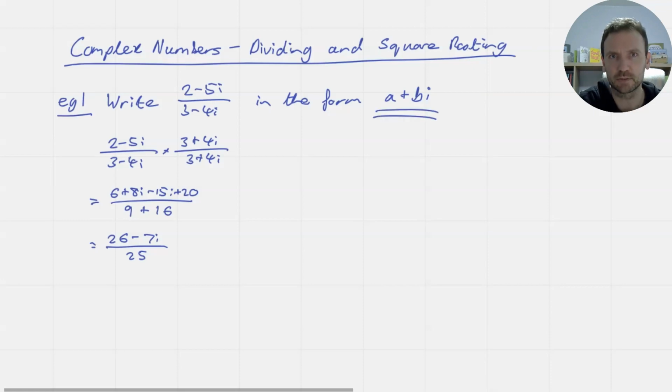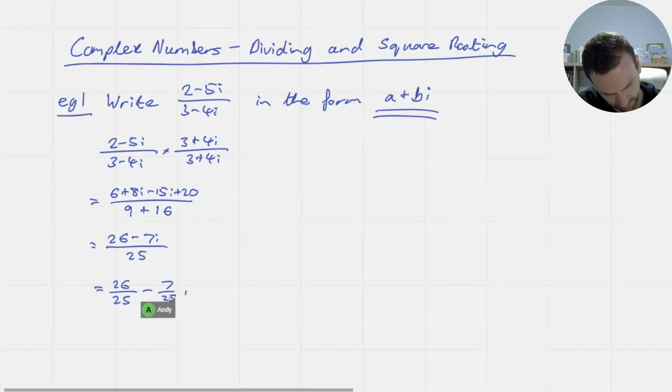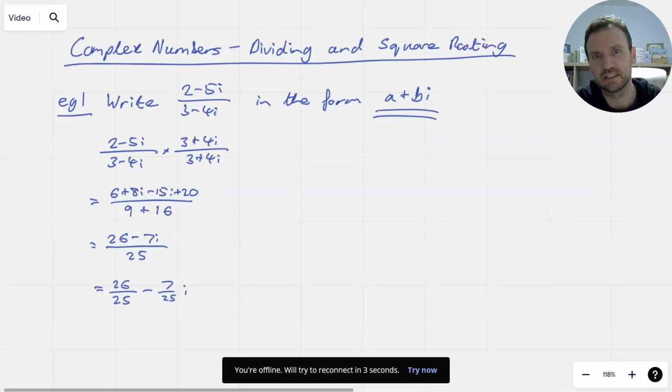Now, rather than leaving your answer in that form, we were asked for it in the form a plus bi, where a and b are real numbers. I should really say that's in the question, but it's implied if you're asked for it in that form. So let's now just split that fraction up. I'm going to say it's 26/25, subtract 7/25 lots of i. It's fine to leave it as a subtraction even if you're asked for it in the form a plus bi. You could write it as 26/25 plus negative 7/25 i, but this is the conventional way of giving it even if you're asked for that form.